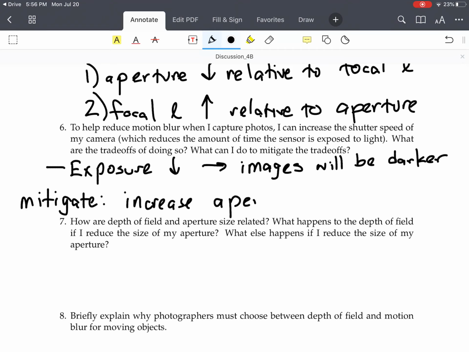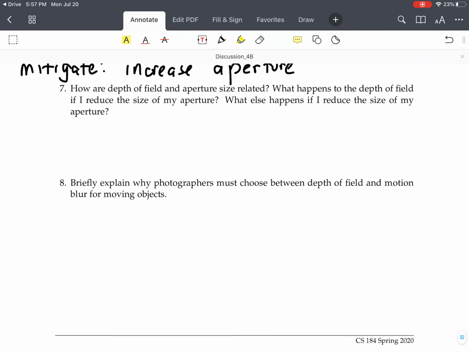Increase aperture, which will therefore increase the exposure and make the images lighter again. And hopefully, if we pick the right values, we can bring our images back to where they used to be. Okay, so that's the trade-off of doing this. The images will be darker, and we can mitigate that by changing the exposure again through the aperture. Okay, so let's keep going.